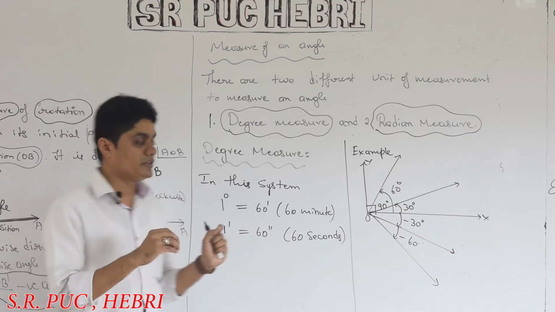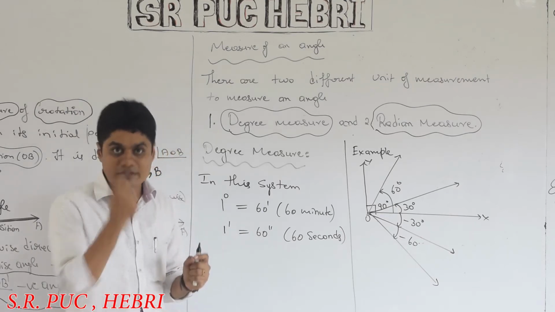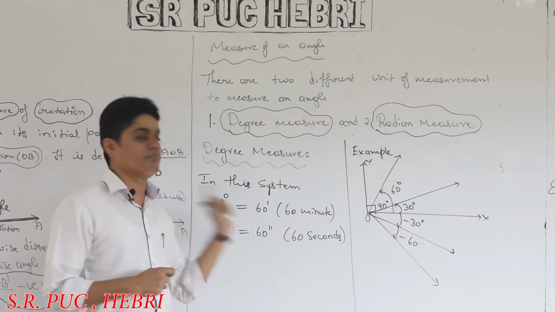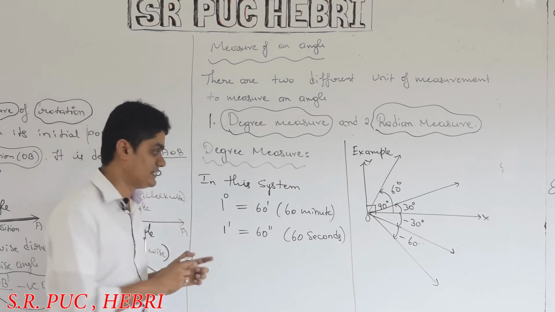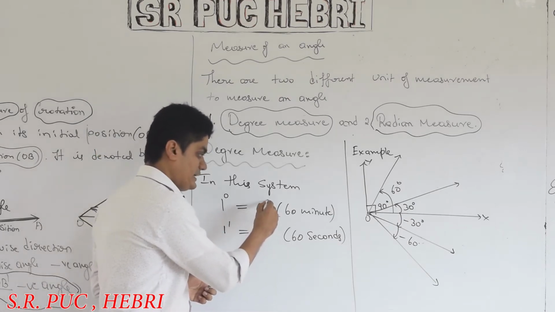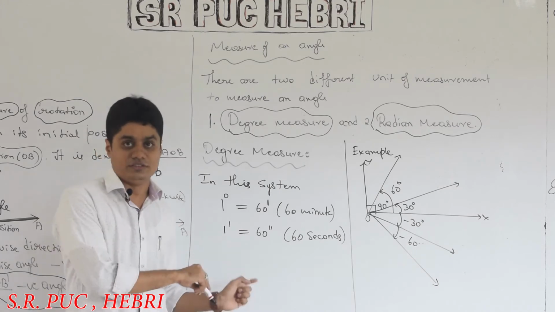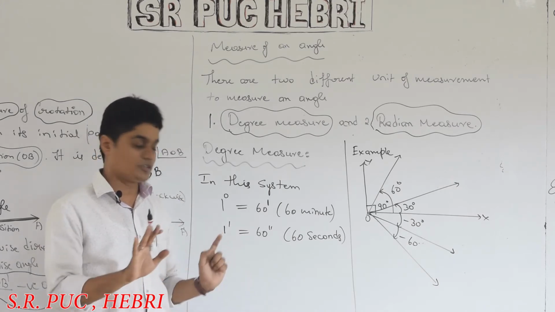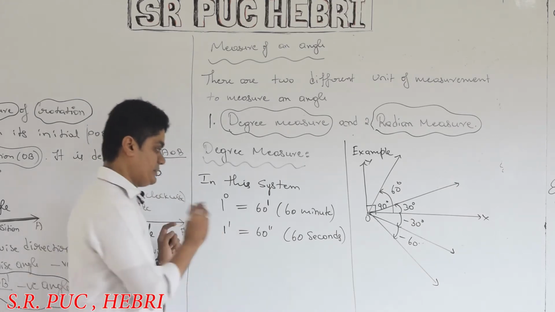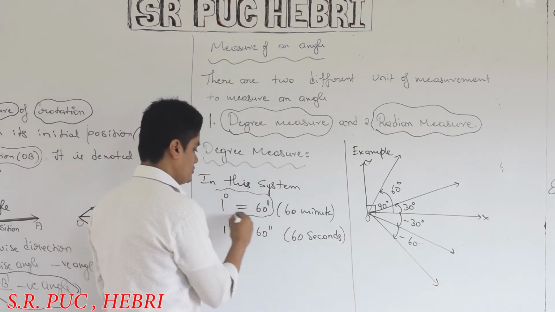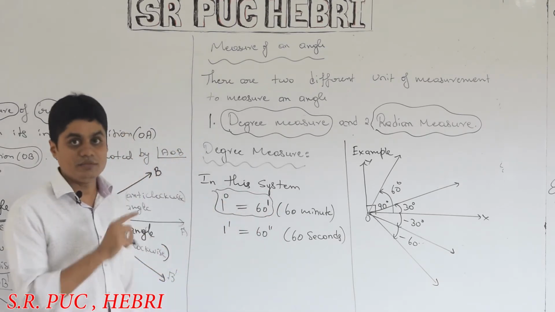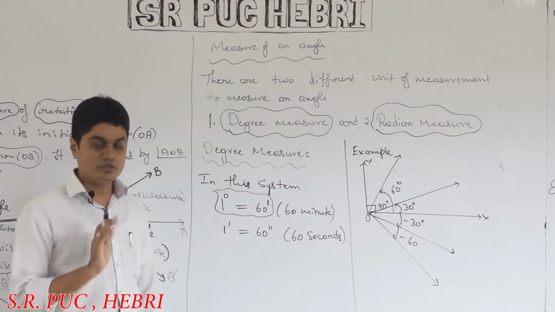So, to understand what I mean by degree measure, you should know it unit-wise. That means 1 degree is always equal to 60 minutes. Minute will be represented as a single dash. You know this. I'm not teaching anything new, I'm just recalling this concept. So remember, 1 degree is equal to 60 minutes. In this system, we use 1 degree is equal to 60 minutes.